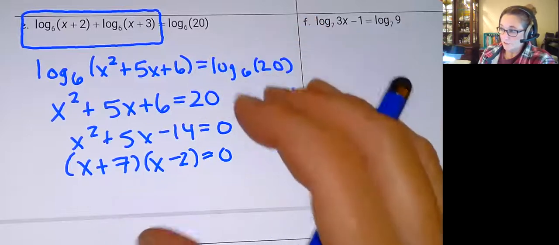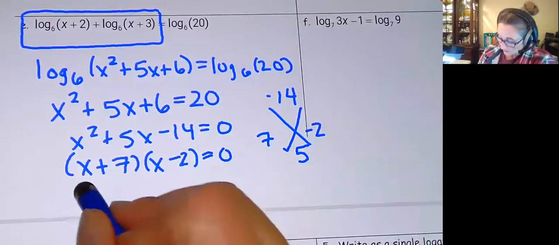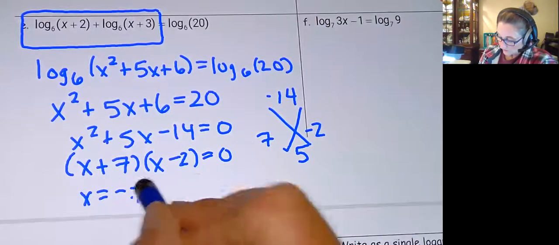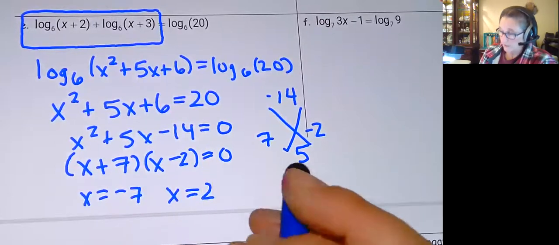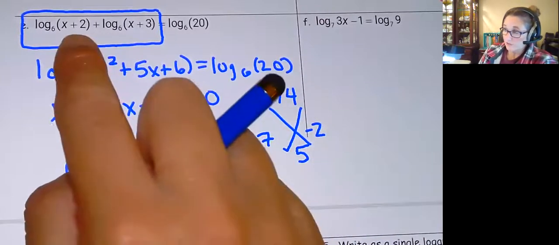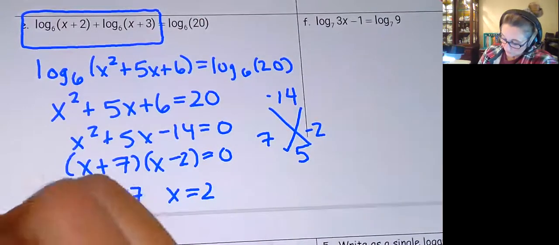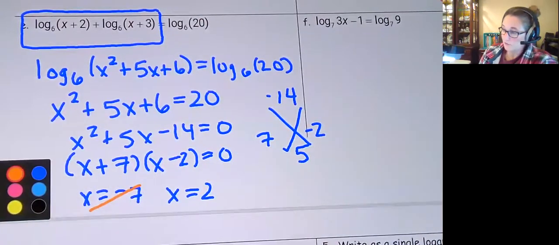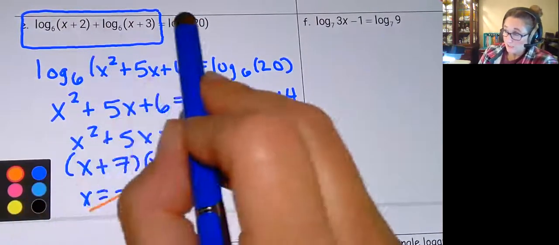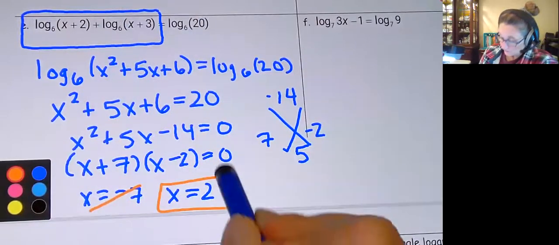And I want to solve this. So this is going to be x equals negative 7 and x equals 2. Again, take your answers. Negative 7 is going to make this negative, so that is not going to be an answer. 2 does not make either one of these negative. That's your answer.